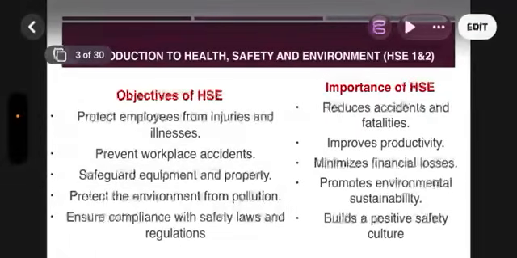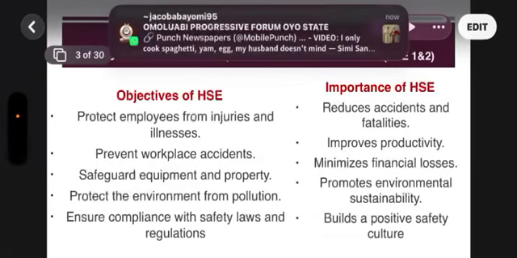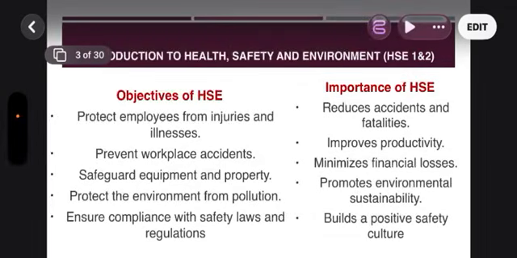health and safety. HSE 1 is to protect employees from injuries and illness. 2 is to prevent workplace accidents, safeguard equipment and properties, protect the environment from pollution, and ensure compliance with laws and regulation. These are the objectives of HSE. You must know this. Why do we practice HSE?